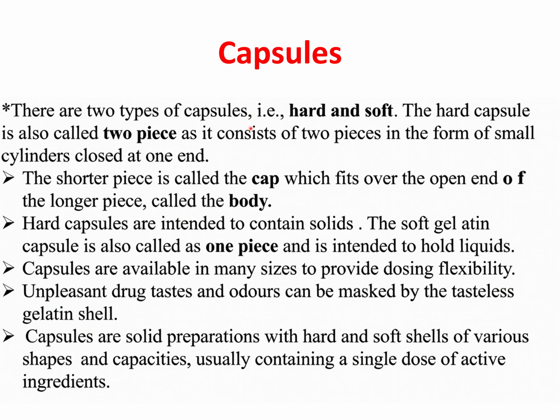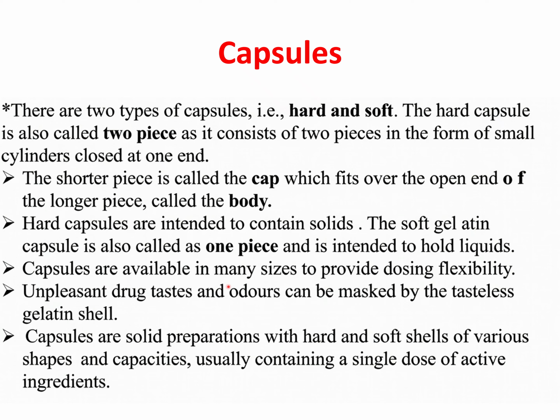So there are two types of capsules. One is hard and another is soft gelatin capsule. The hard gelatin capsule is also called two-piece, because there is a cap and there is a body, as it consists of two pieces in the form of small cylinder closed at one end. The shorter piece is called the cap, which fits over the open end of the longer piece called the body. Hard gelatin capsules are intended to contain solids. The soft gelatin capsule is also called one piece and intended to hold liquids.